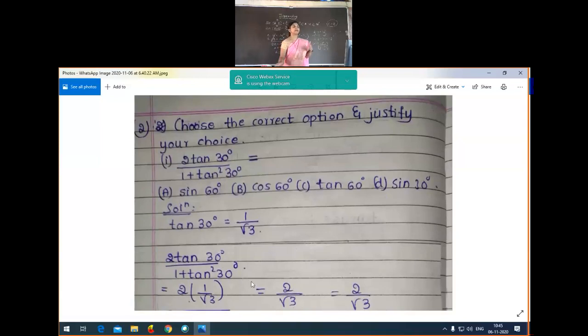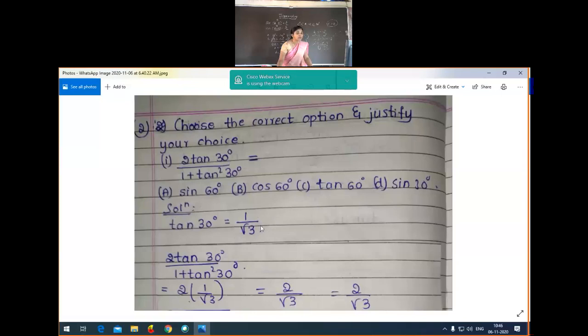Justification is also needed. So the first question: 2 tan 30 degree divided by 1 plus tan square 30 degree, which is equal to what? What is the value of this expression? They have given 4 choices: sin 60 degree, cos 60 degree, tan 60 degree, sin 30 degree. Just by guessing we cannot choose the answer. You have to solve that actually. So what is the value of 2 tan 30 divided by 1 plus tan square 30? Here we need only one value, that is tan 30. What is the value according to the table? Tan 30 degree is 1 by root 3.